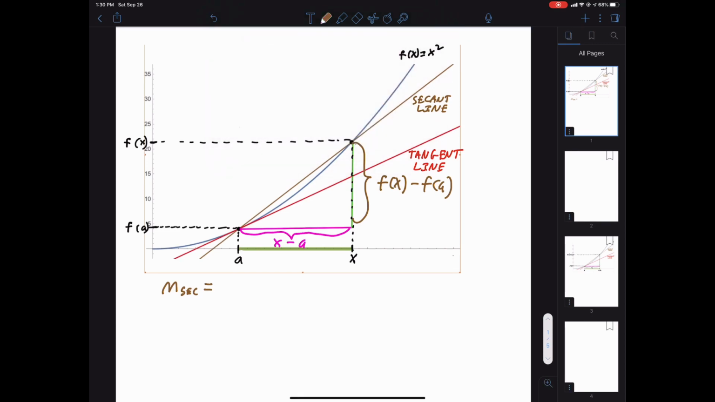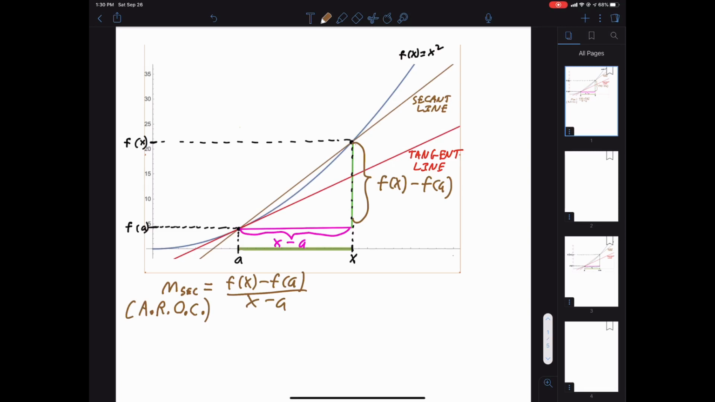So let me go ahead and write that down for you. So here's the rise over the run, f of x minus f of a over x minus a, and that is the slope of the secant line. Now, what did we do in that previous screen we had? We let x approach a, and we're going to see that.